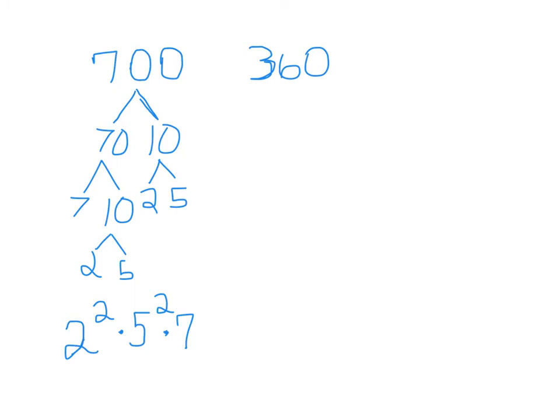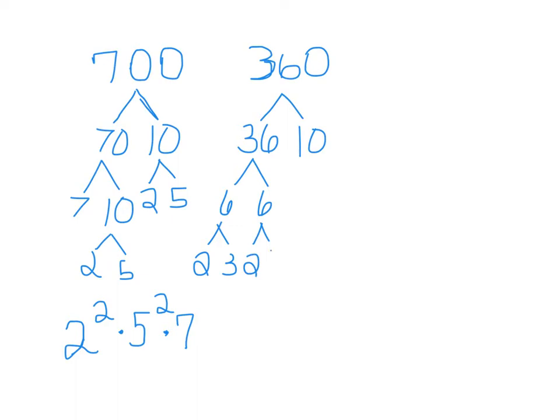Now 360 can be broken down into 36 times 10. 36 can be broken down into 6 times 6. And 6 can be broken down into 2 times 3, and I'm going to do that twice. And then 10 can be broken down into 2 times 5. So really what I have here is 2 cubed times 3 squared times 5.